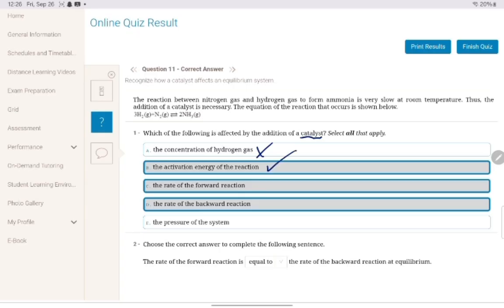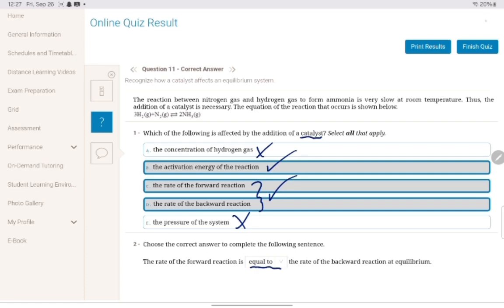The rate of the forward reaction and the rate of the backward reaction, these two are correct because it will make it go faster. Like we said, a catalyst increases the rate of backward and forward reaction, but it does not affect the reaction. That's why that is correct. And the pressure of the system, like we said, is wrong because it does not affect. The rate of the forward reaction is equal to the rate of the backward reaction at equilibrium. I think we've gotten this by now.